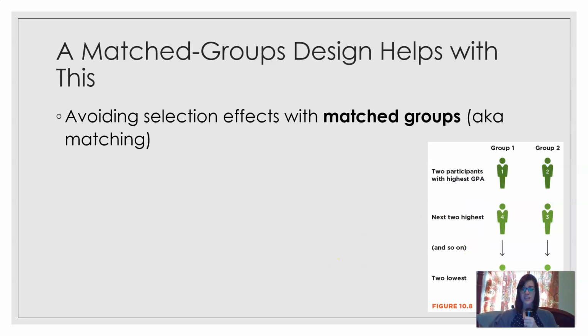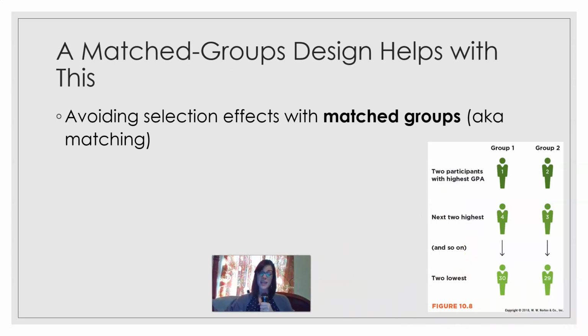So something that can potentially help with this, in addition to random assignment, which 9 times out of 10 you should always be doing, is that if you want to match people, you can do what is called a matched groups design. If you think that there's a variable that could potentially function as a confound, you can match people on the basis of that confound and put one person in one group and one person in the other group.